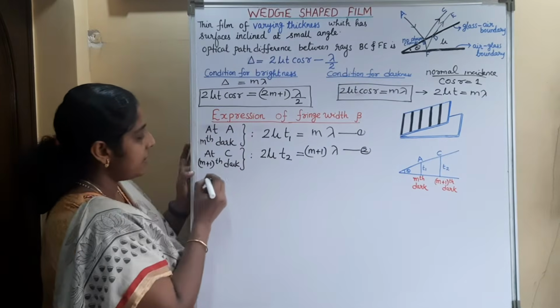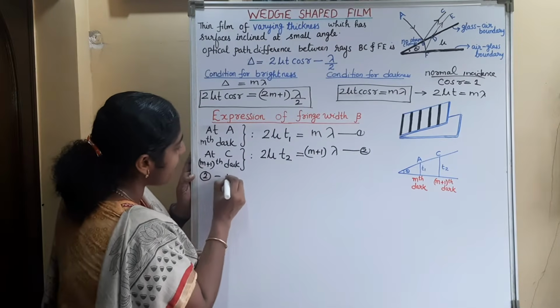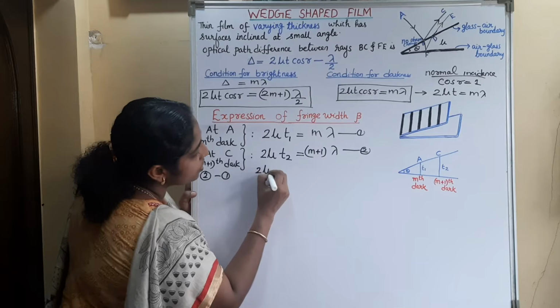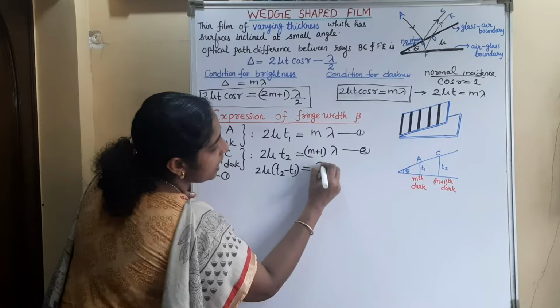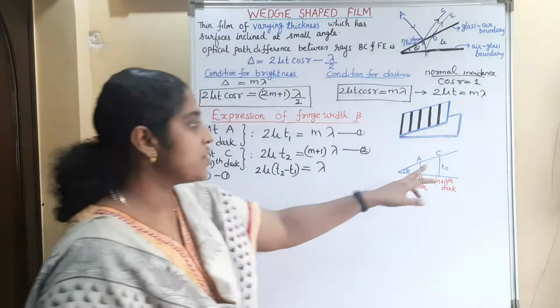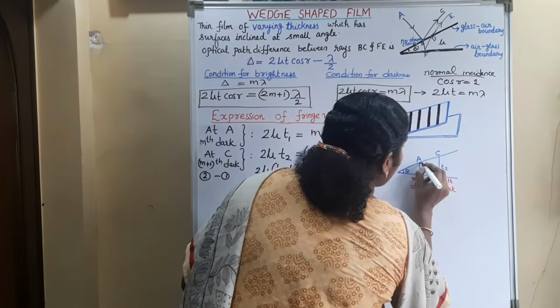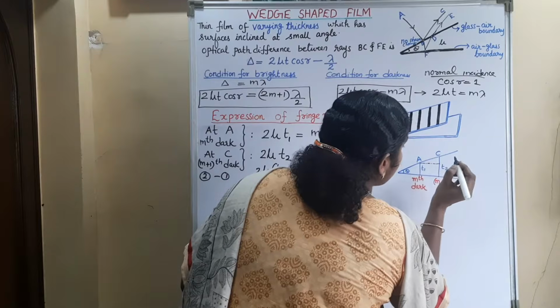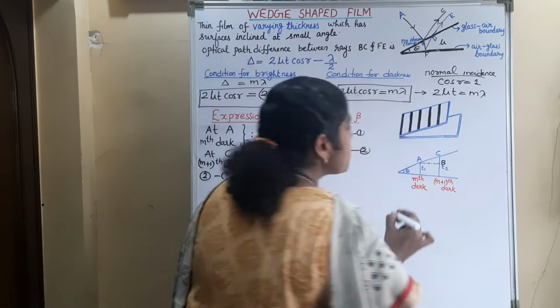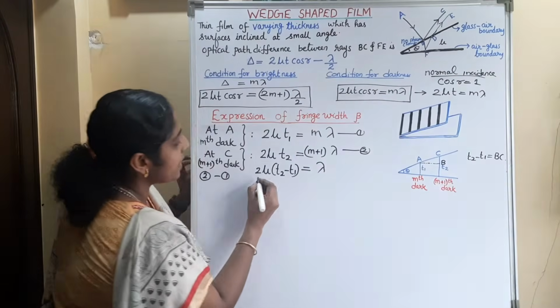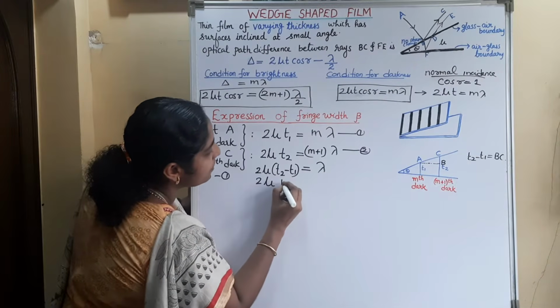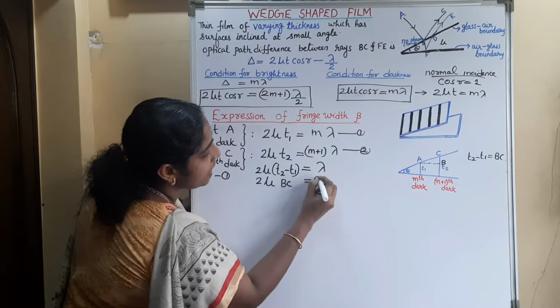Now we can take the difference of equation number 2 and 1. So we get 2 mu into T2 minus T1 is equal to lambda. Now what is this T2 minus T1? We can form a right angled triangle here. Let this point be B. So T2 minus T1 is BC. So we can write here 2 mu BC is equal to lambda.